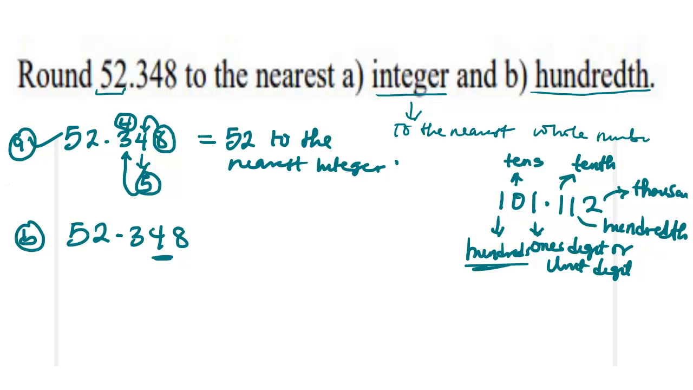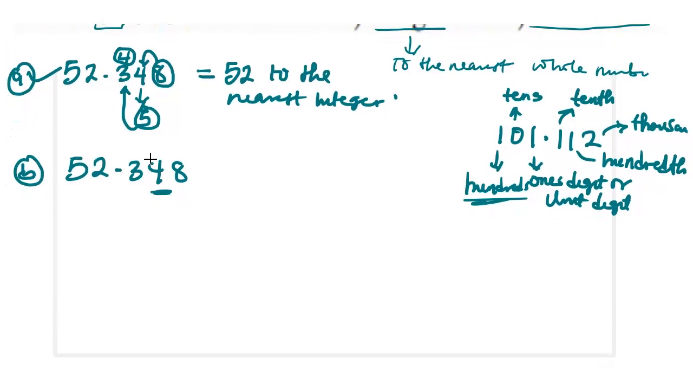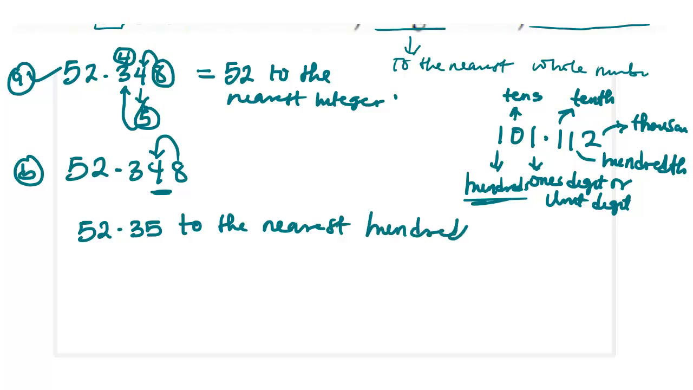And how do we truncate this 8? Because 8 is above 5, you know, we're talking about 5 and above, it will have impact on this 4 and turn this 4 to 5, you know, by rounding it up to 5. So this one will now give us what? 52 point 3 5, to the nearest 100th. All right, so that is that.